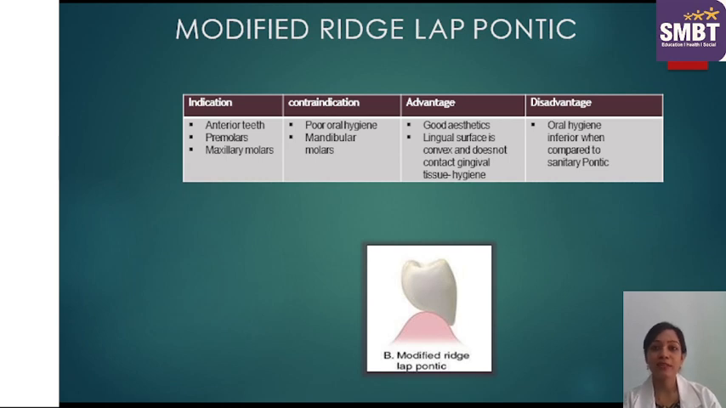So we came across the second design. The second design is the modified ridge lap. The modified ridge lap is just a modification of the ridge lap. That is, here we have modified the contact. Instead of it being throughout the ridge, it is just limited to the buccal area. So this is one of the most common advocated designs because it fulfills both the functions, that is aesthetics as well as maintaining hygiene.